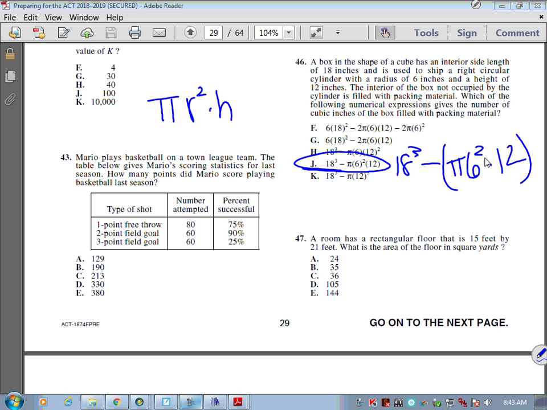What did you end up going with on that one? I did G. You had circumference instead of area. So, okay.